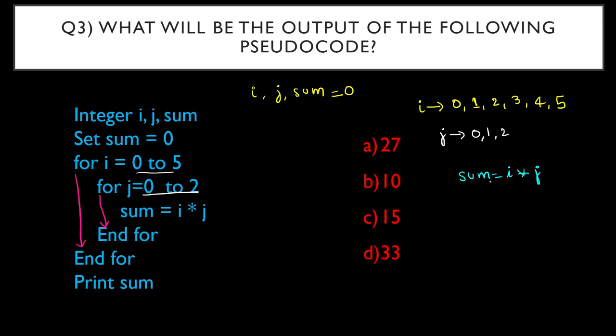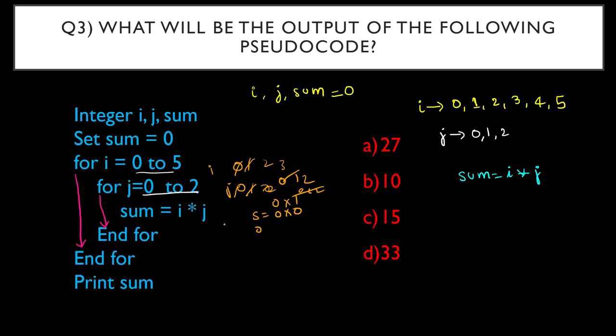I'll tell you how a normal student will do it. If you don't observe this properly, first you will say the I value is 0 and the j value is also 0. Now sum is equal to I into j, 0 into 0, so sum becomes 0. Next j will increase to 1, so I is 0, j is 1. 0 into 1 is again 0, j is increasing to 2, again 0. Then I becomes 1, again j becomes 0, 1 and 2. Then I becomes 2, j becomes again 0, 1 and 2. So you're going to do so many steps.